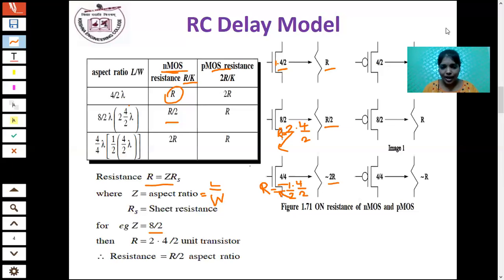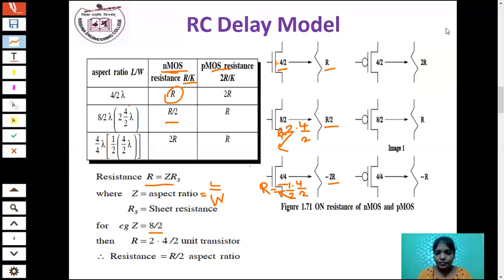Here the resistance value is given by 2R. Just I am going to multiply this value. So 2R, if it is of 8 by 2, you know the factor, that is 2 into 4 by 2. Okay, 2 into 4 by 2 is equal to 2R. If it is a PMOS transistor, you have to consider 2R. If it is an NMOS transistor, you have to consider R is equal to 2 into 4 by 2.